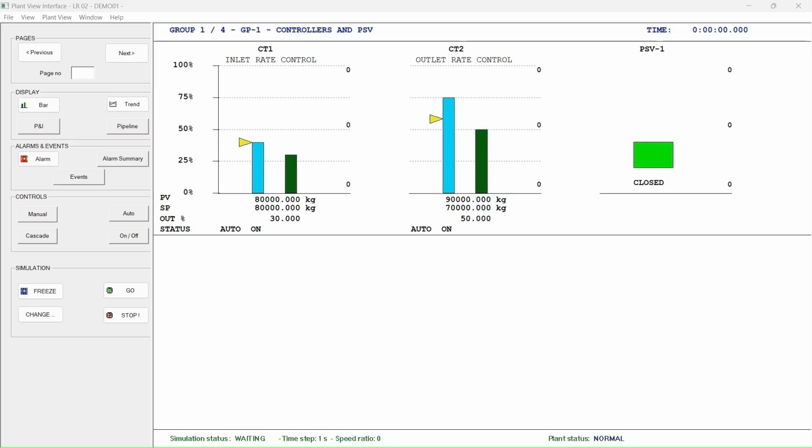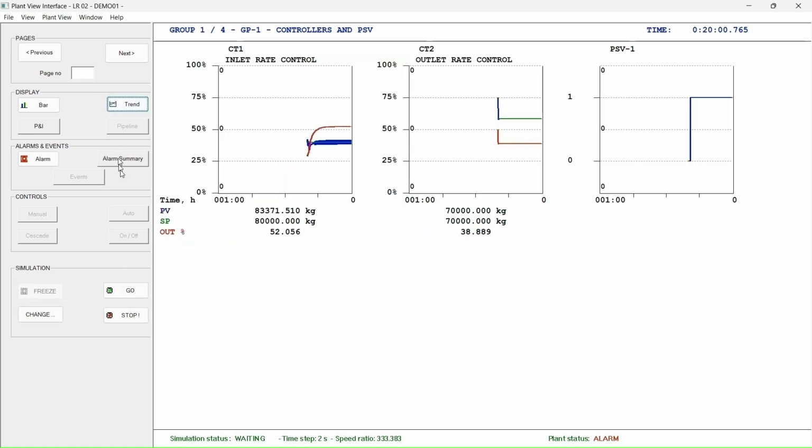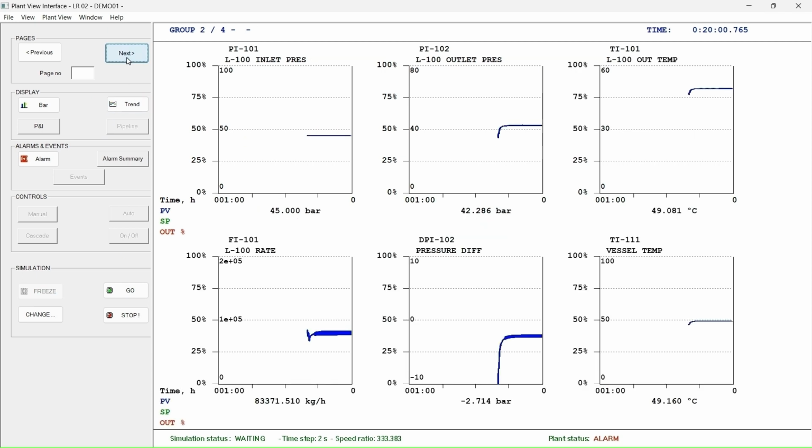The plant view at time 0 is opened on page 1 of the bar graph. The simulation is started and waiting after the initial step. The calculation runs for 20 minutes and then waits as defined by the user. Trend pages are opened and browsed sequentially.